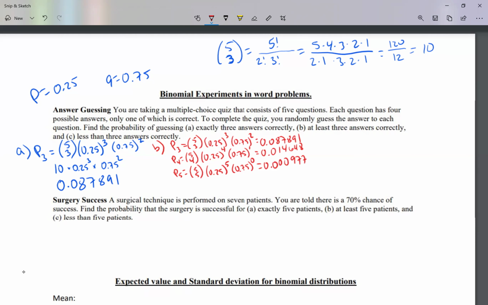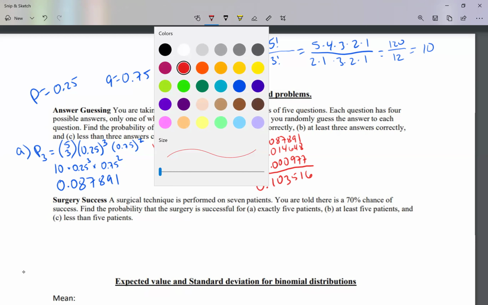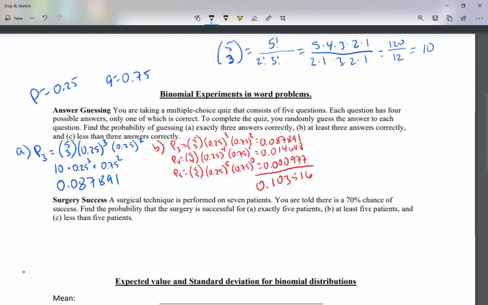Now, when I add all these 3, I'm going to get 0.103516. Okay, not bad. And let me go to black for part C. Part C says less than 3 answers correctly.